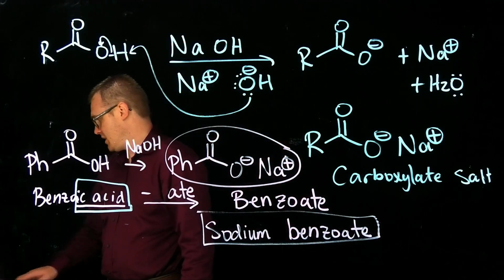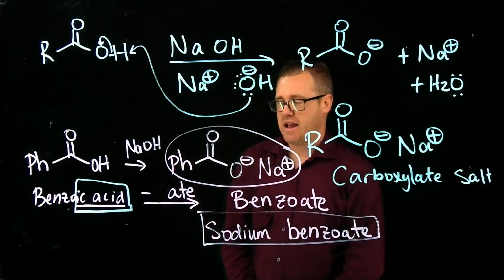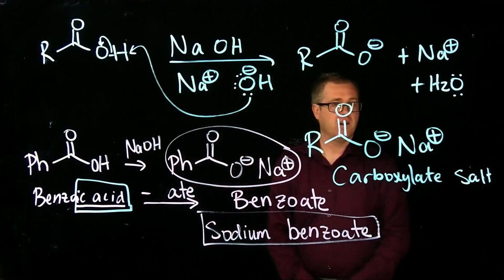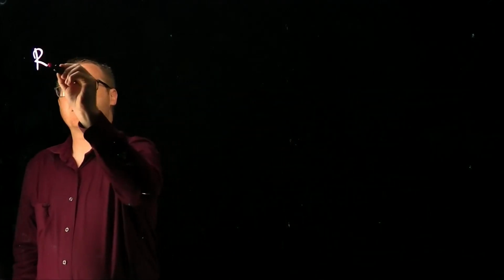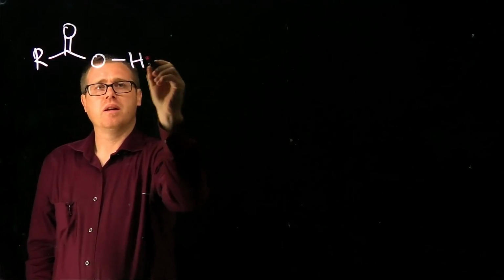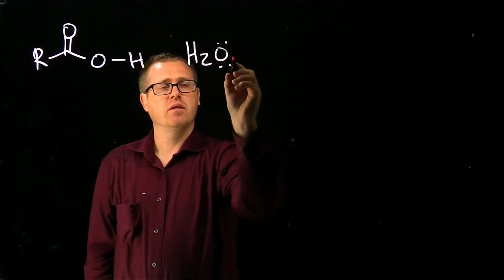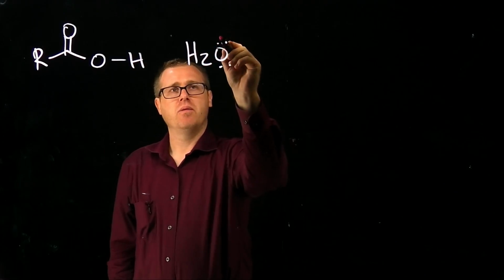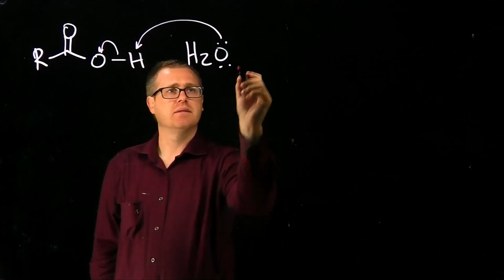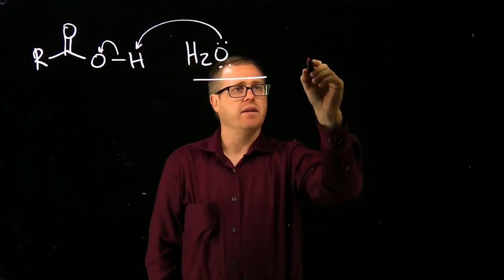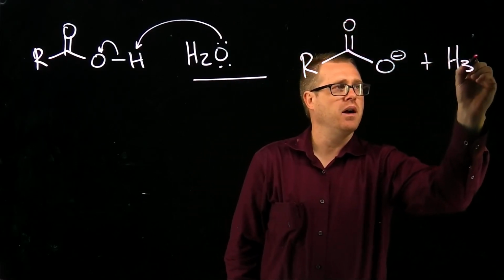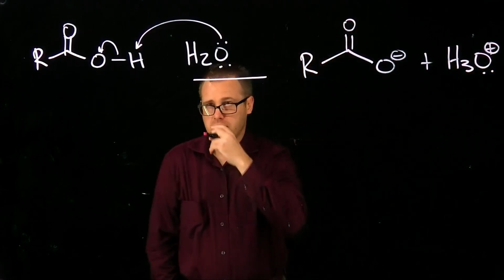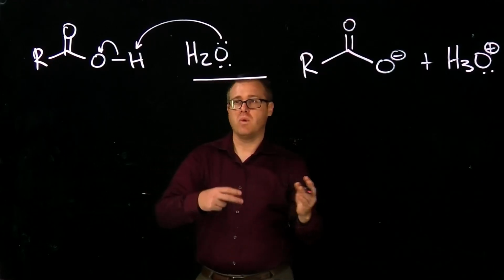Let's see here, what's the next? You guys remember pKa values and how to use those to determine the acidity or basicity of a molecule? So that's what we're going to look at next. When you take a generic carboxylic acid and place it in water, what's going to happen? We can have those lone pairs come and do this and give us the carboxylate plus the hydronium ion. But at equilibrium, what side is favored?